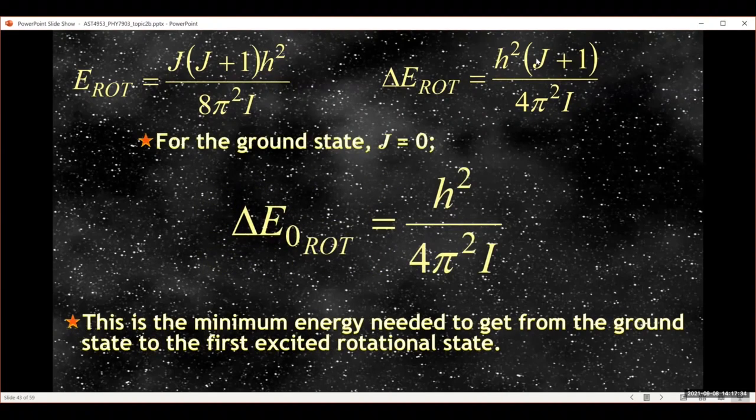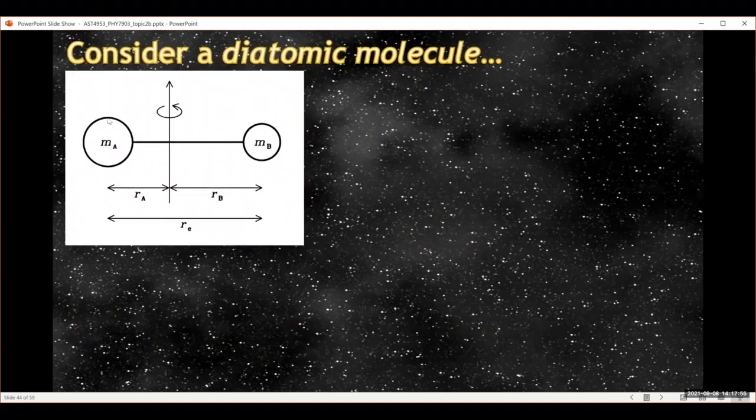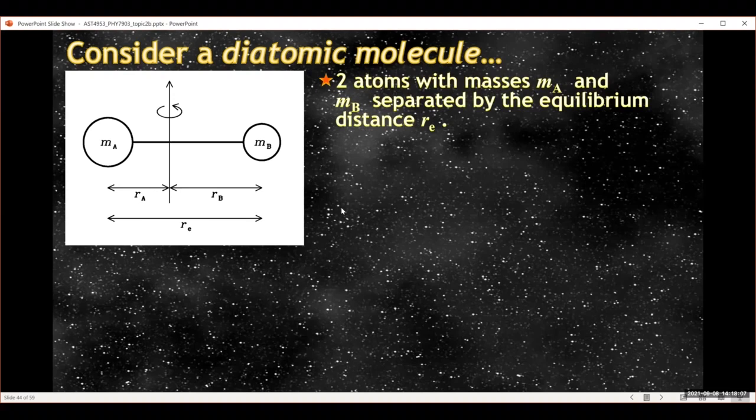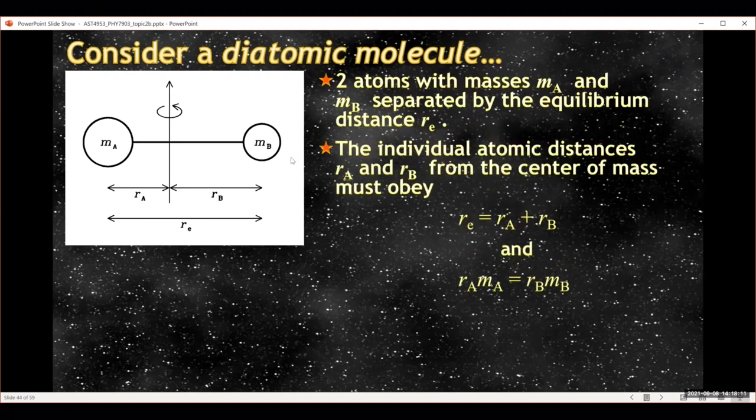For the ground state, we can put in J equals 0. And what we get is 0 energy. And this is the minimum energy needed to get from the ground state to the first excited state. So let's consider a diatomic molecule. Here I've got a diatomic molecule, different masses on each end. MA is a distance RA from the center of mass, and the total distance between them is RE. What we've got now is they are going to obey the rules for the center of mass. So RA plus RB equals RE, and RA times MA equals RB times MB.